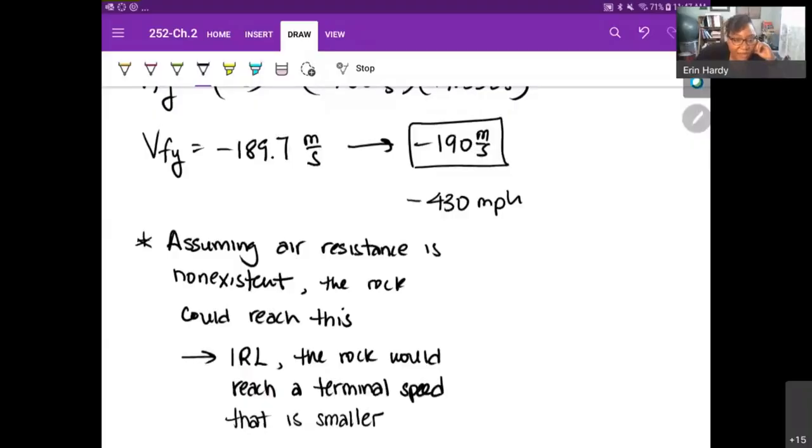One thing I want to point out: in reality, if you conducted this experiment, you would measure a final velocity that's smaller in magnitude than 190 meters per second, because eventually the rock would reach a terminal speed that's smaller than this value. That is related to the distance over which something can speed up, but for a rock in the Grand Canyon, so nearly 2 kilometers, there's more than enough distance for that rock to reach its maximum terminal speed and then just continue downward at a constant velocity.